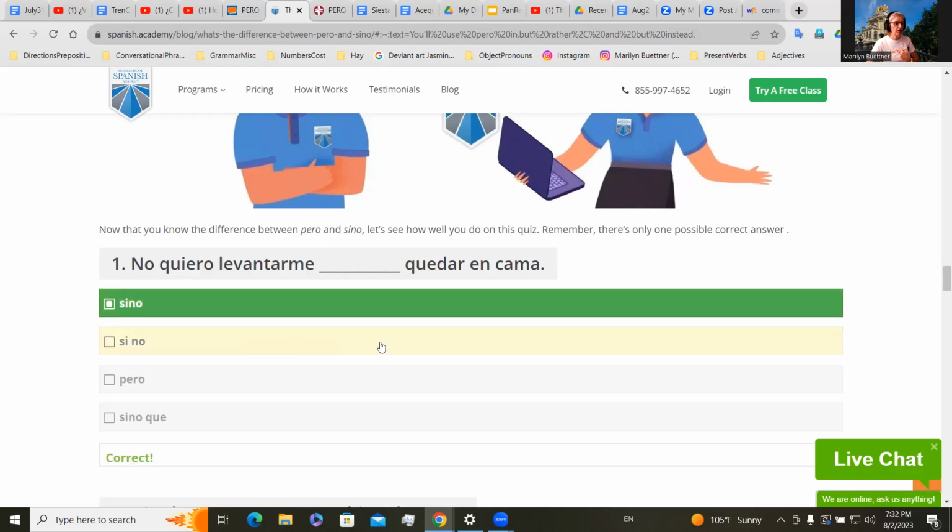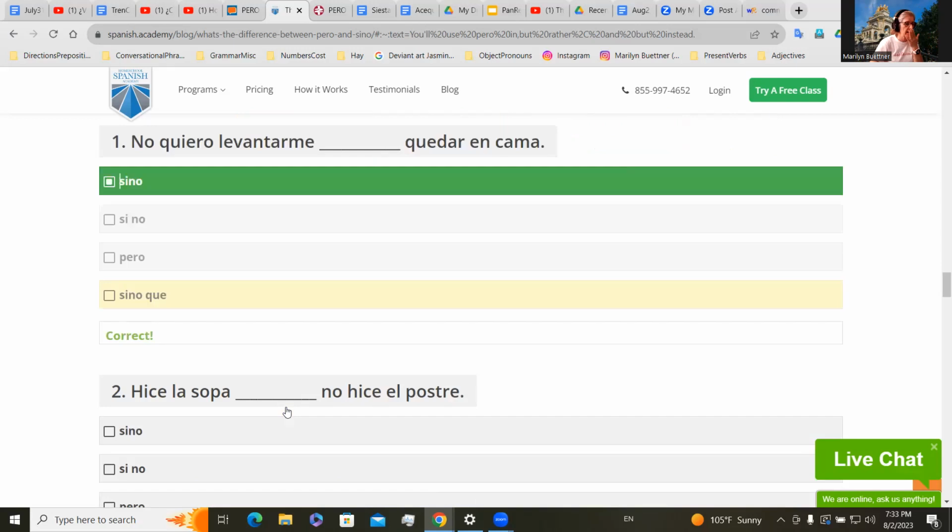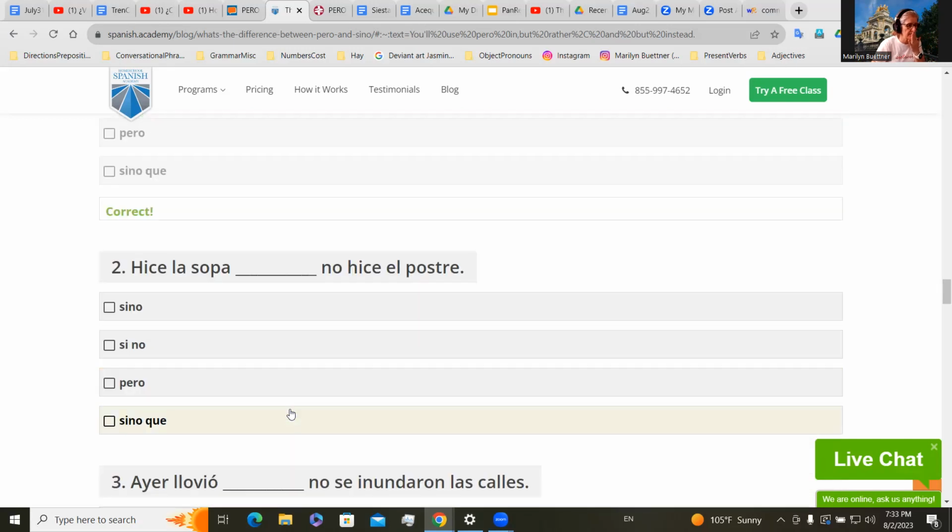Okay, so let's check off your sino. Correcto. I don't want to get up, but rather stay in bed. And there it's just sino, not sino que, because I haven't conjugated quedar. I'm contrasting levantarme with quedar, and quedar is not conjugated. That's why it's just sino without the que. That's all you need to know. Okay. Siguiente.